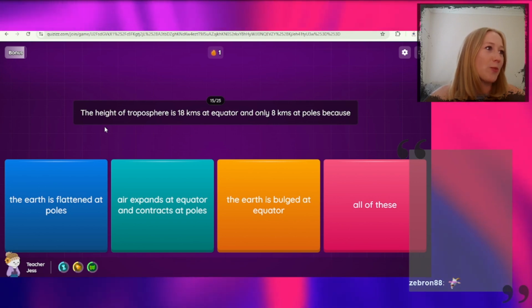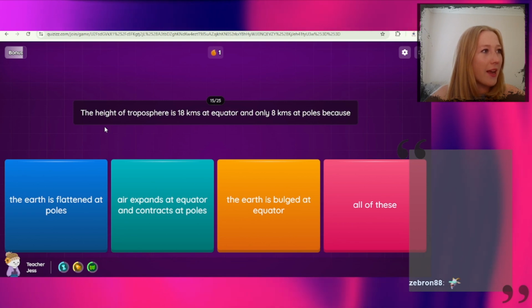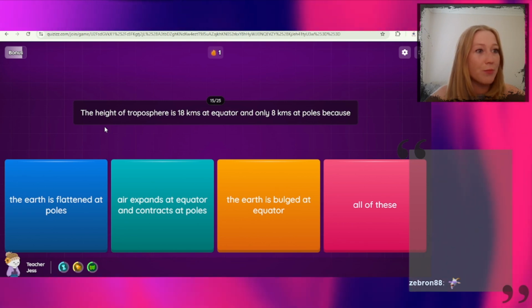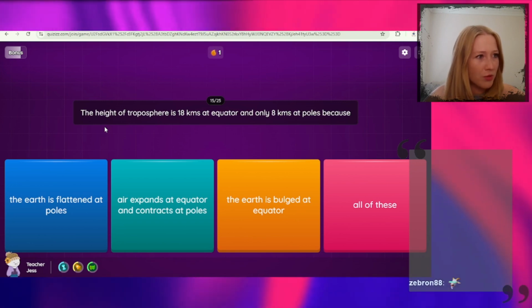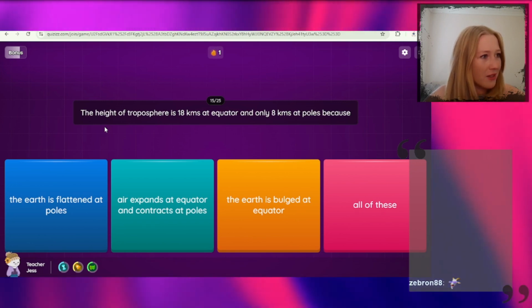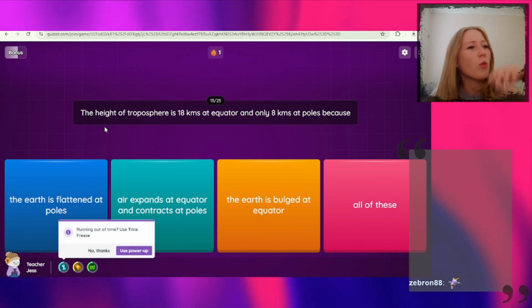The height of the troposphere is 18 kilometers at the equator and only 8 kilometers at the poles because the Earth is flattened at the poles, air expands at the equator and contracts at the poles, Earth is bulged at the equator, and all of these.